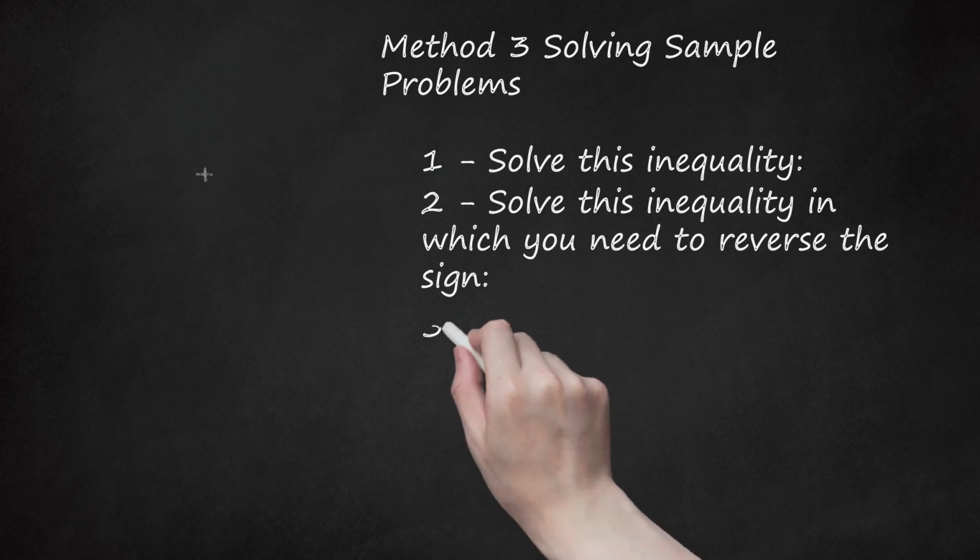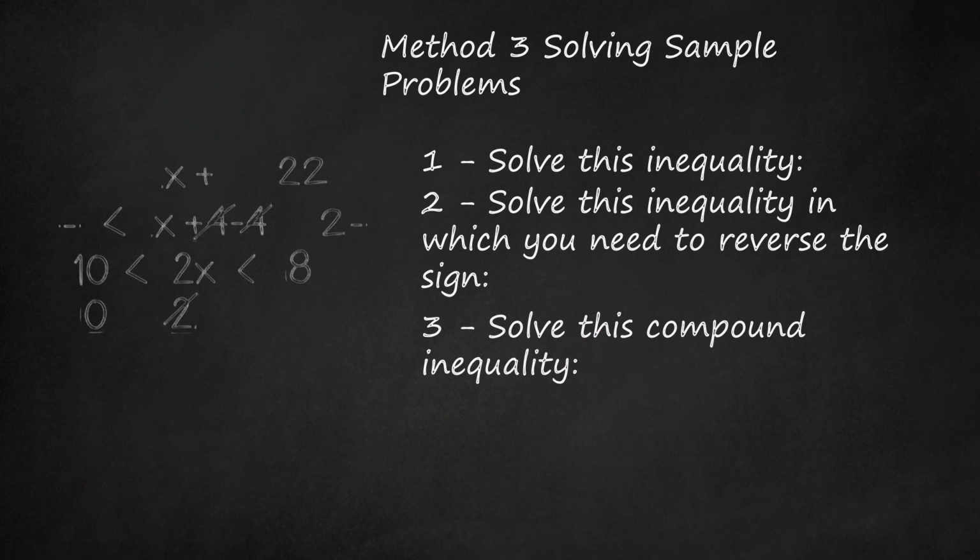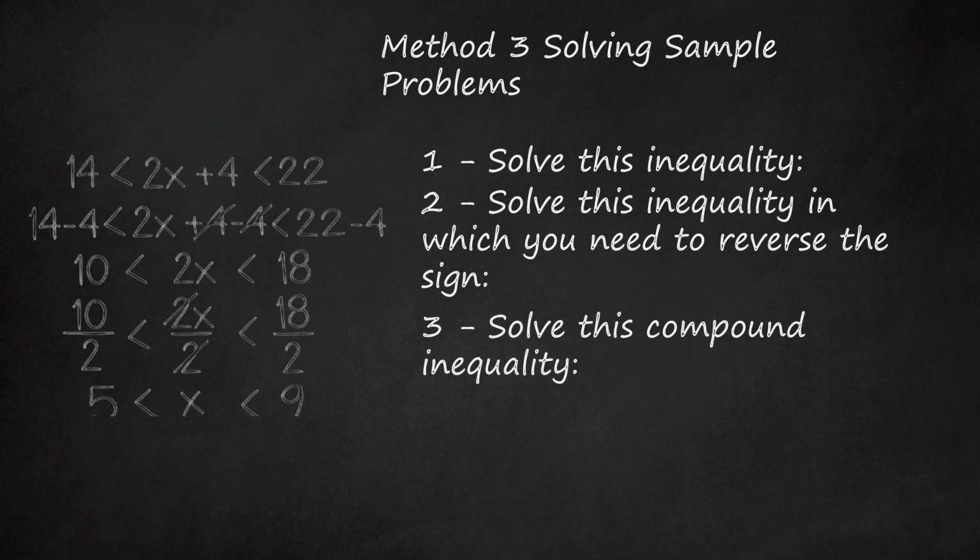3. Solve this compound inequality. 14 < 2x + 4 < 22. An inequality with more than two parts is called a compound inequality. You can solve these the same way you would simple inequalities.